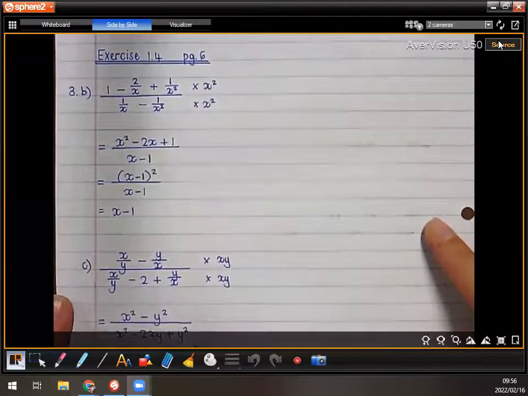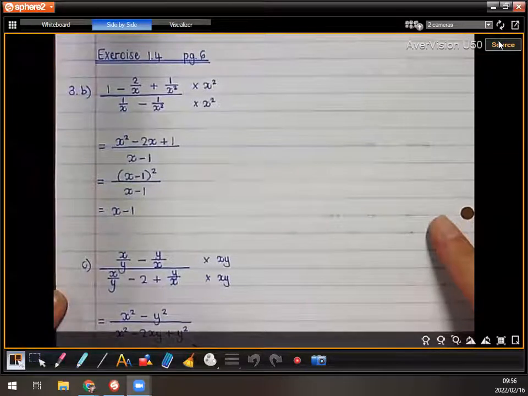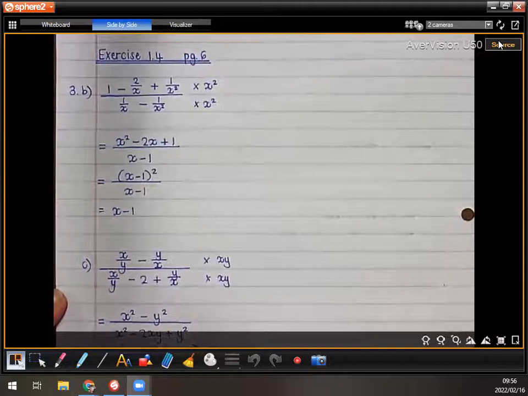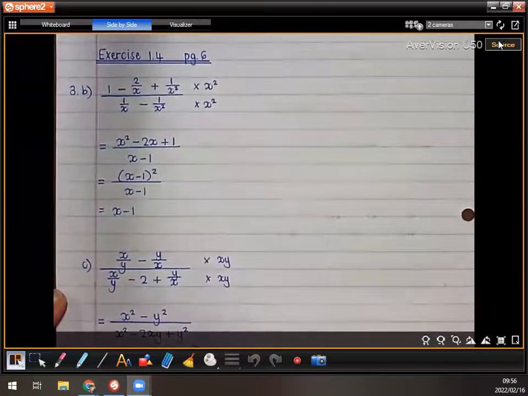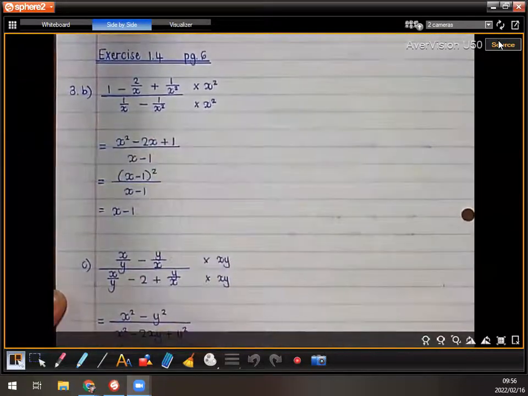All right, guys, exercise 1.4. This was on those compound fractions, so let's just mark this one quickly. So remember, the way of getting rid of all those fractions is by multiplying every single term, at the top and at the bottom, by the LCD of all the inner, smaller fractions. So the first one, that was x squared. So you multiply the top by x squared and the bottom, and you end up with these expressions.